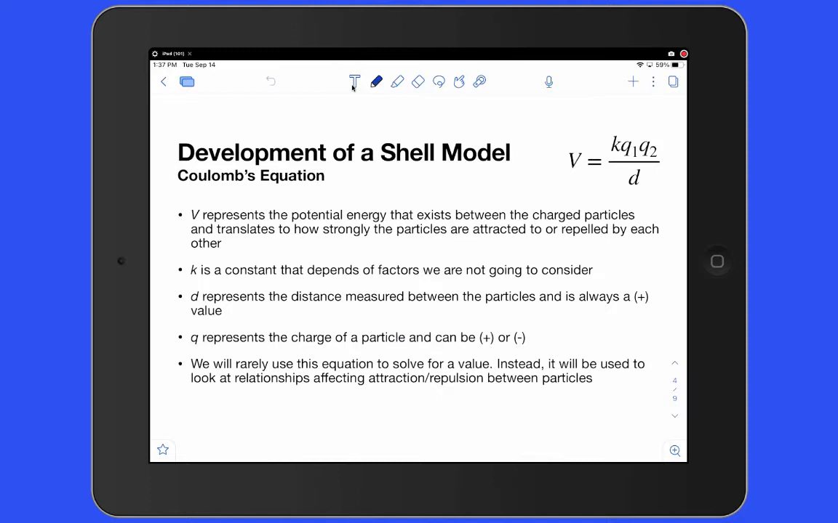Remember, like the last bullet on that slide says, we'll rarely use this equation to actually solve for a numerical value. We use this equation mainly to show the relationships. How much bigger or how much smaller? Is something going to go up? Is it going to go down? Is the attraction going to be smaller or is it going to be greater? Questions?